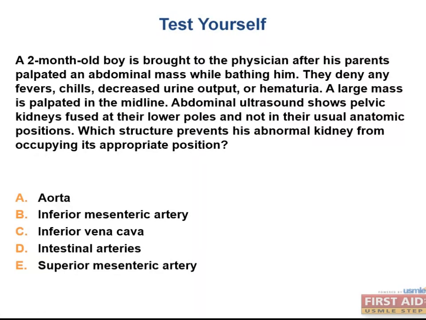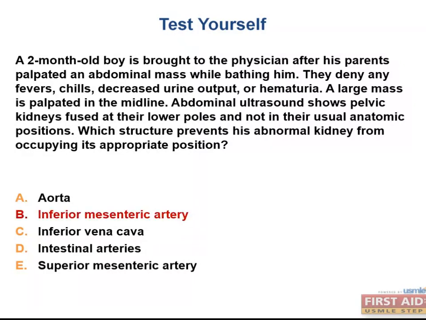A 2-month-old boy is brought to the physician after his parents palpated an abdominal mass while bathing him. They deny any fevers, chills, decreased urine output, or hematuria. A large mass is palpated in the midline. Abdominal ultrasound shows pelvic kidneys fused at their lower poles and not in their usual anatomic positions. Which structure prevents his abnormal kidney from occupying its appropriate position? The correct answer is B.